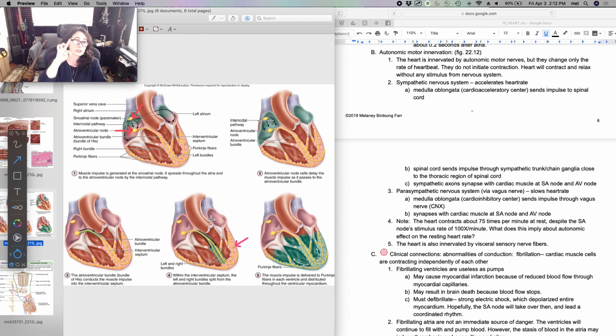So the sympathetic nervous system can turn the heart up, and the parasympathetic nervous system can turn the heart down. But here's what the nervous system cannot do to the heart. The nervous system does not initiate a heartbeat or a contraction. It only can increase or decrease the rate of contraction. So this goes back to the gas and brakes metaphor.